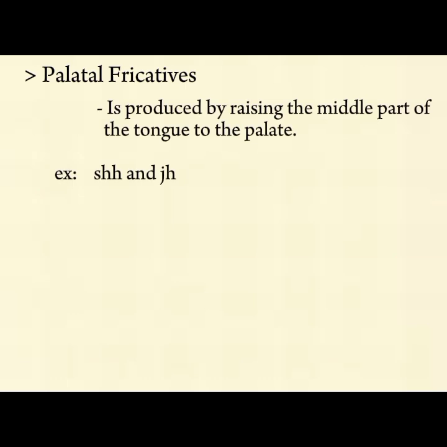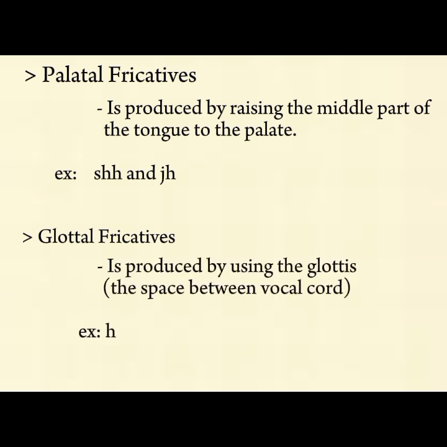Next, you have the palatal fricatives. Palatal fricatives are produced by raising the middle part of the tongue to the palate. For example, sh and j in judge. Last, you have the glottal fricatives. Glottal fricatives are produced by using the glottis, the space between the vocal cords. So, napo-produce yung glottal fricatives by the glottis. Yung glottis natin, ito yung nilalabasan ng hangin. For example, H.